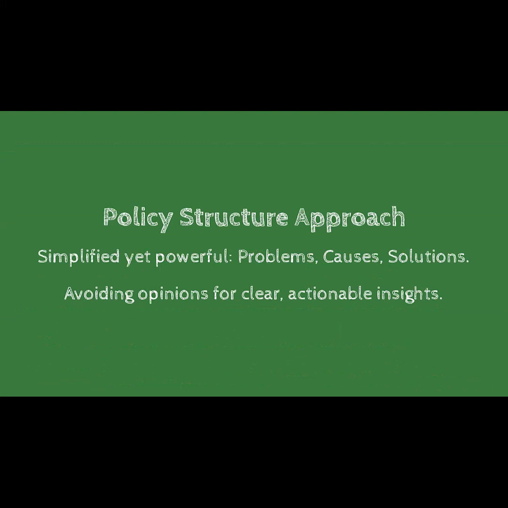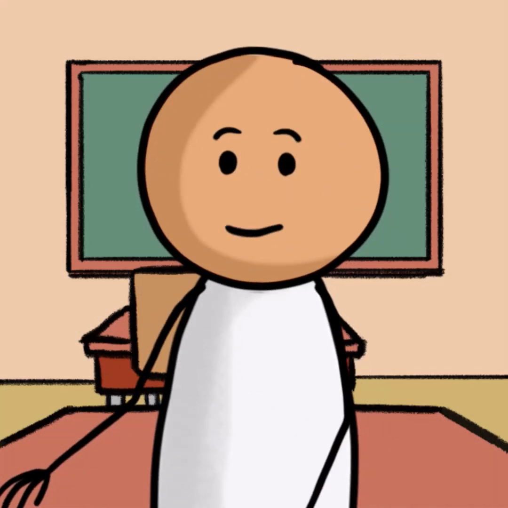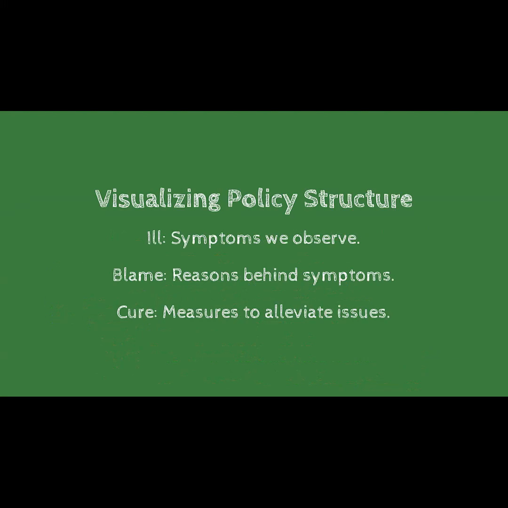At its core, the policy structure method is elegantly simple, focusing on three fundamental elements: problems, causes, and solutions. Think of these elements as a triad: the ill problem, the blame cause, and the cure solution. The ill signifies the visible symptoms or issues we encounter. The blame delves into the reasons behind these symptoms, and the cure proposes measures to alleviate or eliminate these issues.